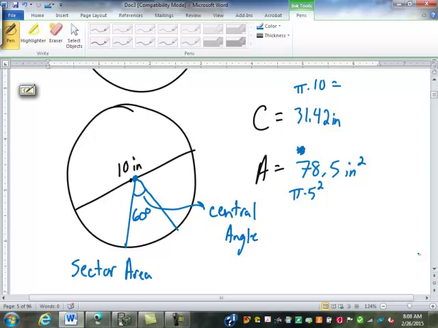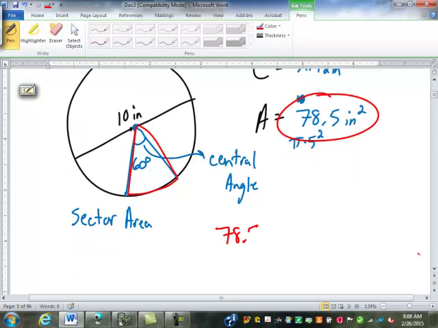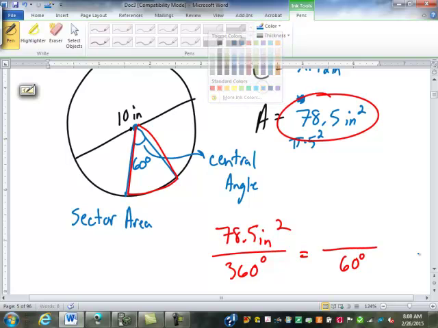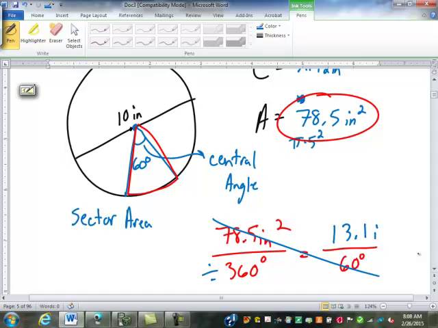If I know that central angle is 60 degrees, I can find the area of that sector. Because I know that the whole circle is 78.5, and that is 360 degrees. Correct? So then, what would the area of just a 60-degree piece be? Well, I can cross multiply and divide to get about 13.1 square inches approximately. 13.08333, whatever. What do you think? That's not so bad?